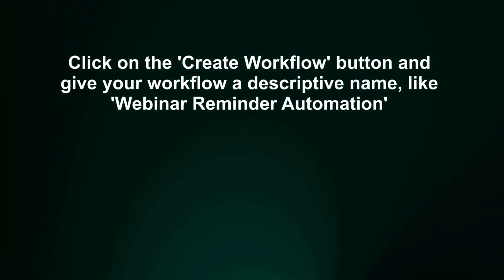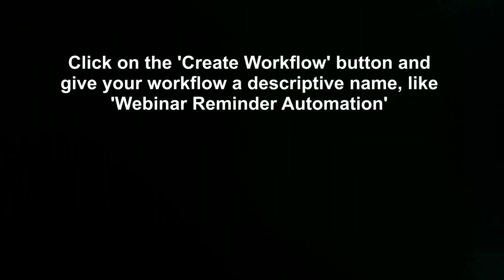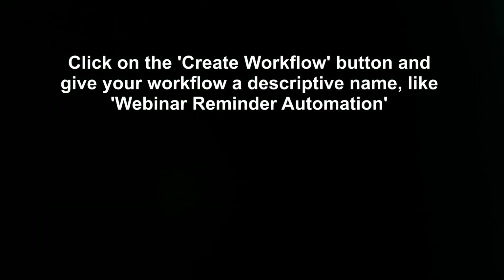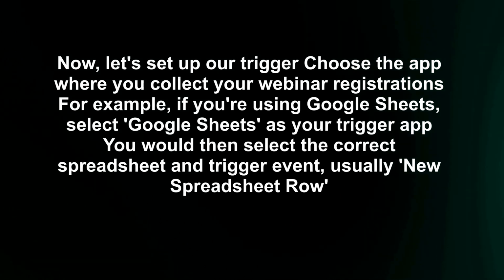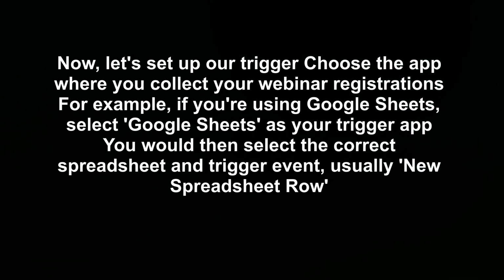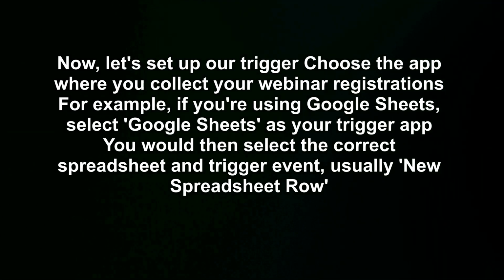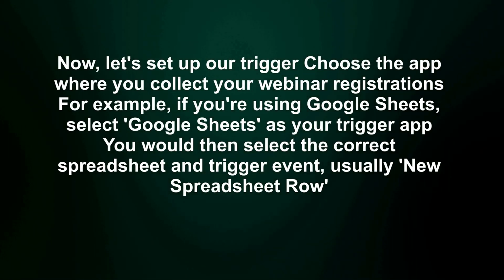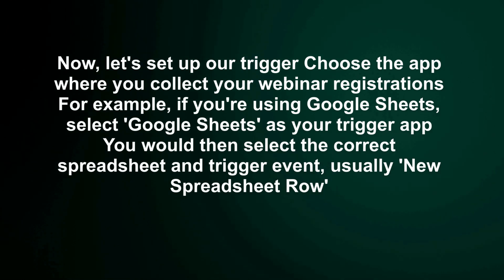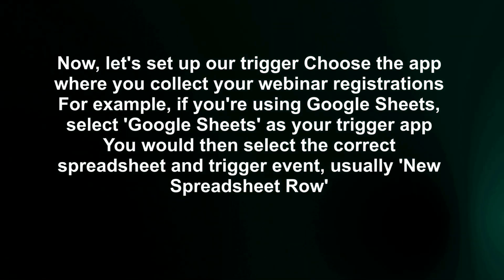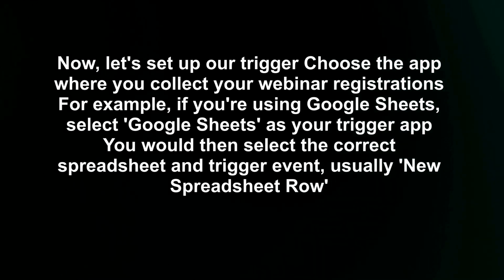Click on the Create Workflow button and give your workflow a descriptive name, like Webinar Reminder Automation. Now, let's set up our trigger. Choose the app where you collect your webinar registrations. For example, if you're using Google Sheets, select Google Sheets as your trigger app. You would then select the correct spreadsheet and trigger event, usually new spreadsheet row.